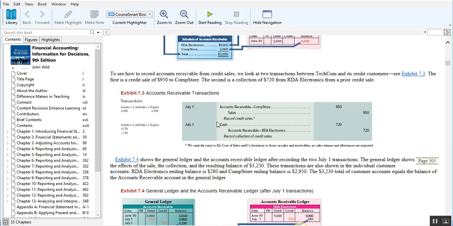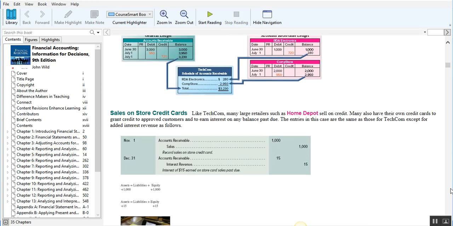So here's a couple of examples. On July 1st, a customer comes in and charges on their account. Comp Store buys $950 worth of items on credit, so we debit accounts receivable Comp Store and credit sales. We also have another customer come in and pay on their account, which is RDA Electronics, so we debit cash and credit the receivable there. And you'll see that transaction here.